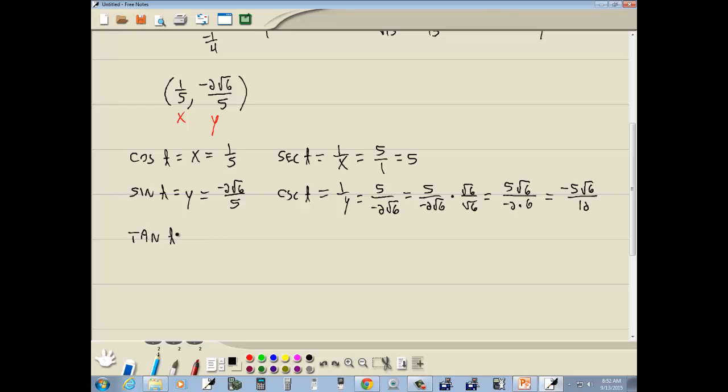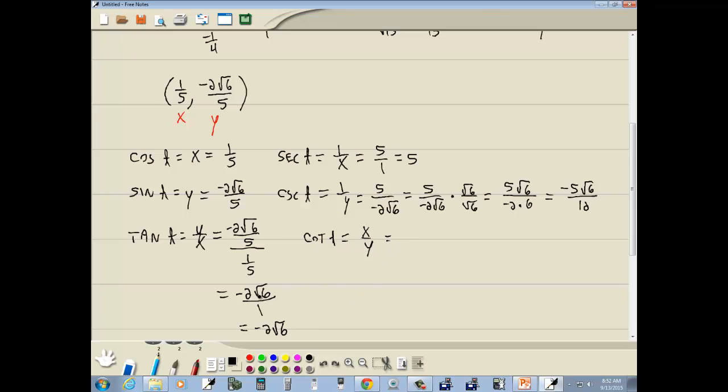Tangent. Tangent is equal to y over x. So we got negative 2 square root of 6 over 5 over 1/5. The 5's would cancel, and we got negative 2 square root of 6. Let me put it over 1. And that gives us negative 2 square root of 6. The reason why I put it over 1 is because it makes it a lot easier to flip this for cotangent, the reciprocal of it.